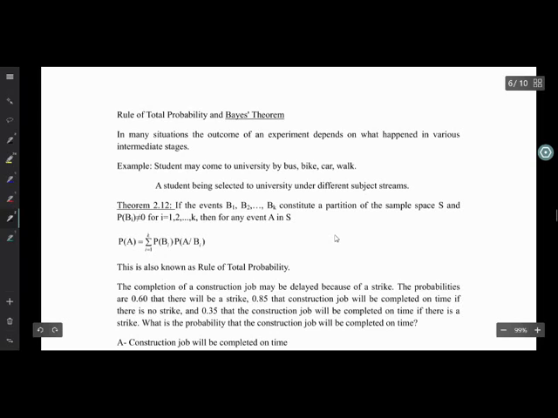So here's the next theorem, which is known as the rule of total probability. If the events B1, B2 up to Bk constitute a partition of the sample space S, and the probability of Bi is not equal to 0 for all i from 1 to k, then for any other event A in S, the probability of A can be calculated using this formula. This is called the rule of total probability.